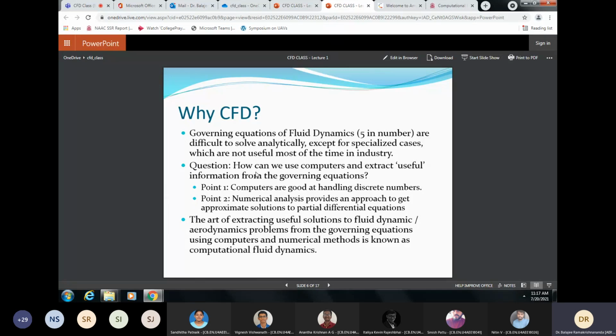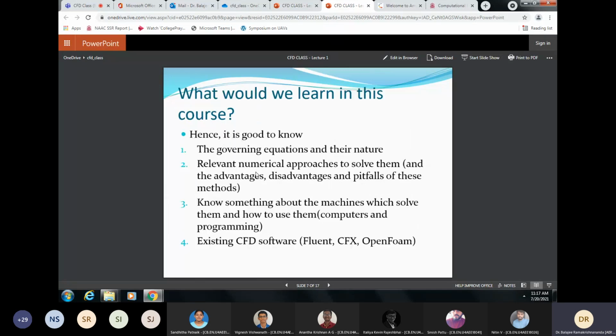Okay, I'm back. Now, what would we learn in this course? So it's good to know the governing equations and their nature, and the relevant numerical approaches to solve them. Any doubts?